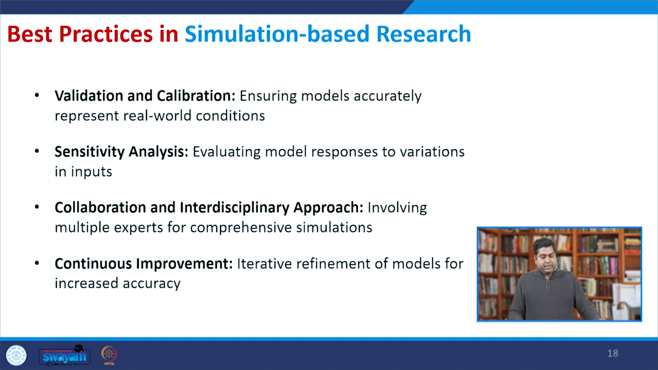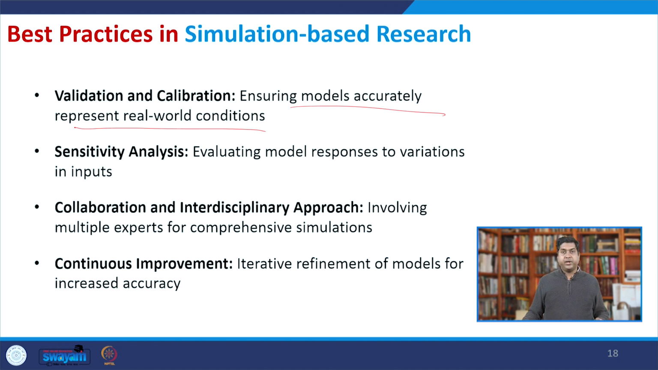Coming to the best practices in simulation based research: validation and calibration, ensuring the model accurately represents real world conditions. Sensitivity analysis, evaluating model responses to variation in inputs. So how sensitive is your model when you change one parameter? Say for example, for traffic signal simulation, you change the composition of vehicles, or you change 2 lanes to 3 lanes. How is it going to change? Changing certain parameters, how it is going to affect the outcome, that you need to study.